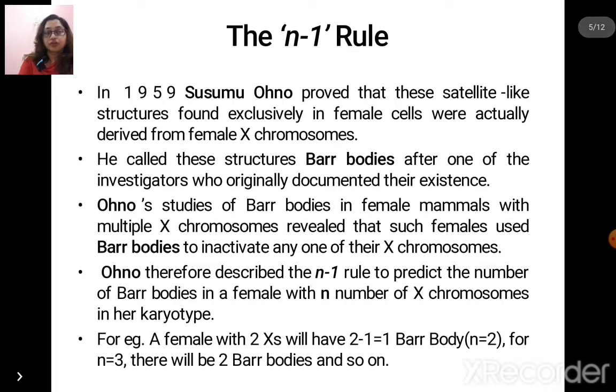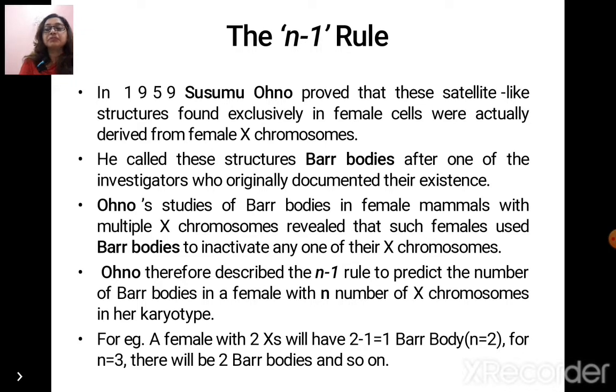The N-1 rule. In 1959, Ono proved that these satellite-like structures found exclusively in female cells were actually derived from female X chromosomes. He called them Barr bodies after one of the investigators who originally documented their existence. His studies of Barr bodies in female mammals with multiple X chromosomes revealed that such females used Barr bodies to inactivate any one of their X chromosomes. Ono therefore described the N-1 rule to predict the number of Barr bodies in a female, with N equal to the number of X chromosomes in their karyotype.